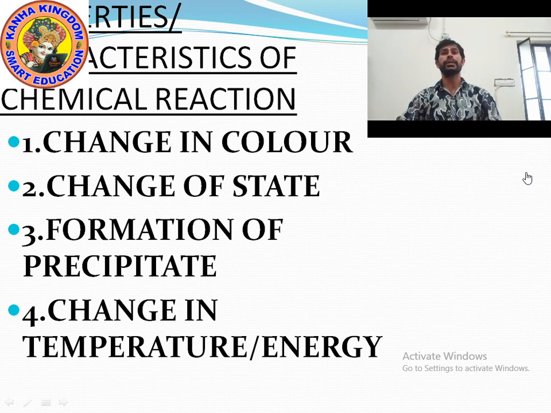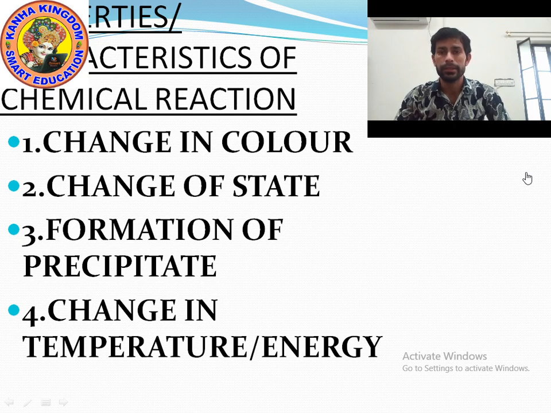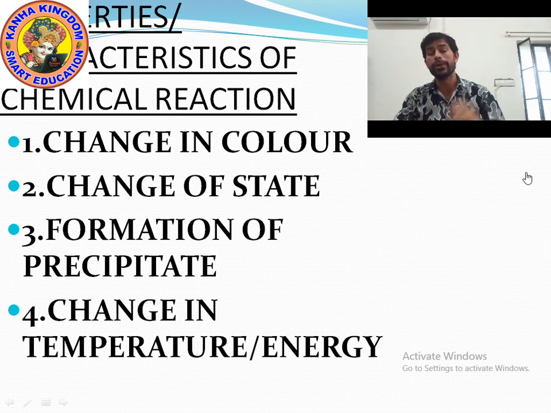First is change in color. So during a chemical reaction, the color of a substance can change. For example, if zinc is a metal, if you mix zinc in copper sulfate, which is also known as blue vitriol, then the color of copper sulfate will fade away, meaning it will vanish. Okay, next is change of state.